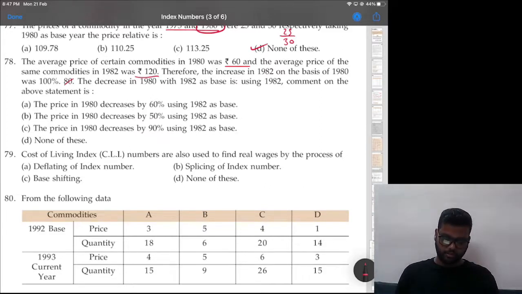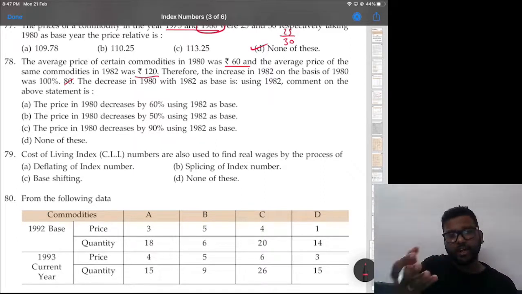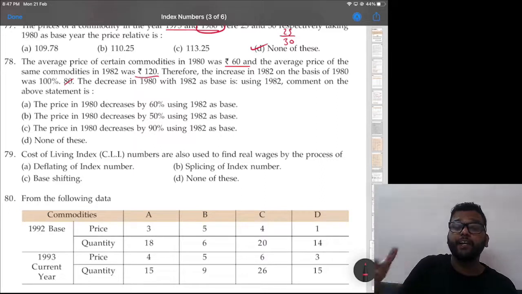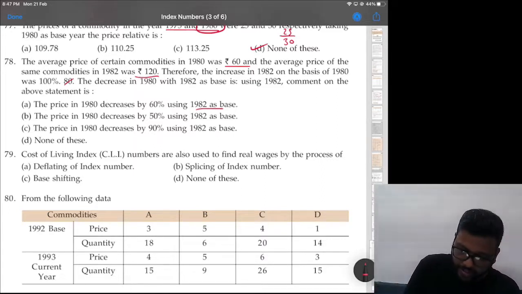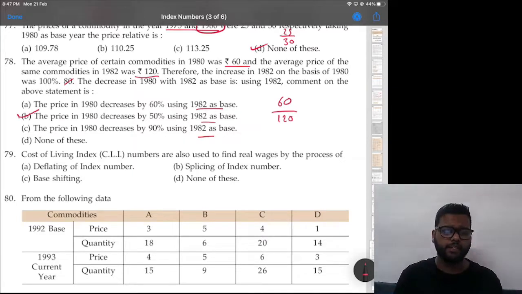How much? Comment on the above statement. Okay. Forget about the question. Let's just see which statement is correct. They're asking for how much was the decrease, right? By taking 1982 as base. If 1982 is base, that means 120 is the base and 60 is the current year. So 60 by 120 is obviously going to be 50%. So B is the correct answer.